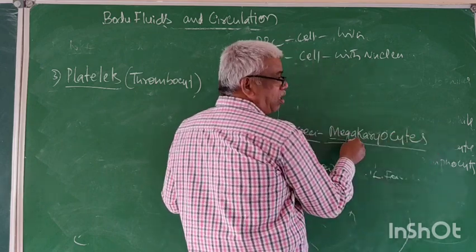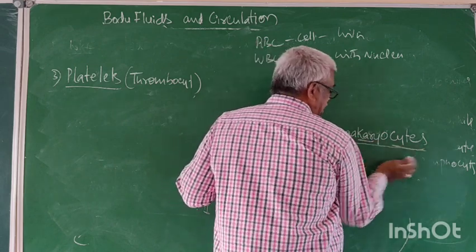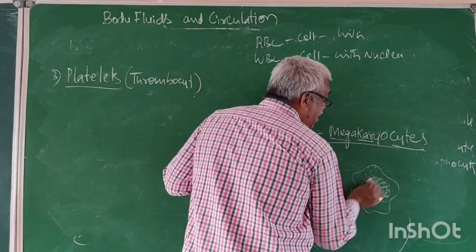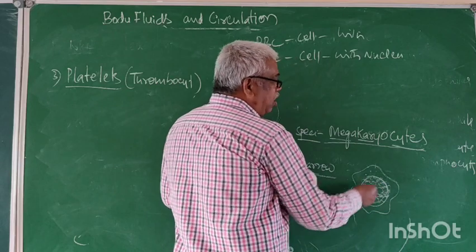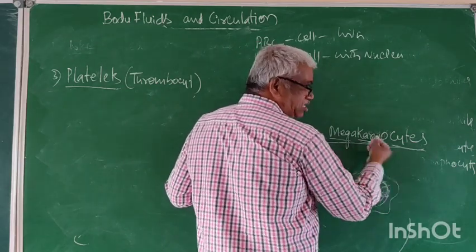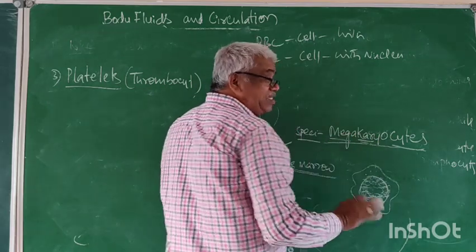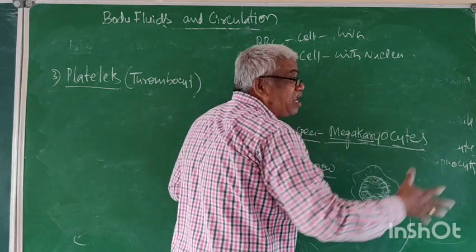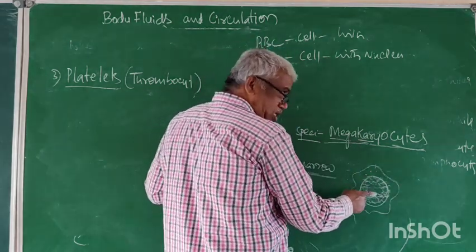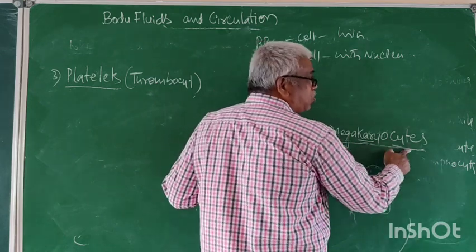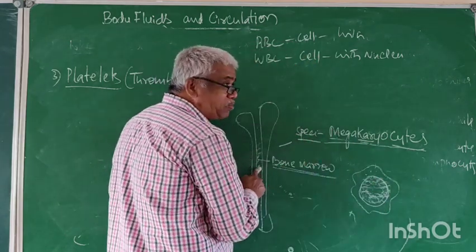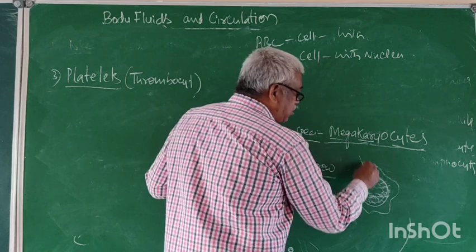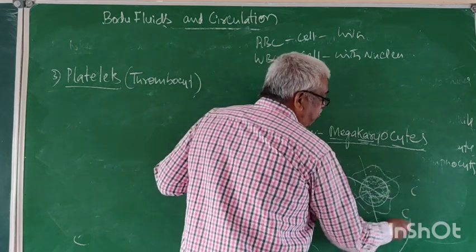Mega means large, karyo means nucleus, cyte means cell. These are Latin words. Megakaryocyte is a cell with a large nucleus. The cell is not large; the cell is normal, but its nucleus is large. Based on this, the name megakaryocytes is given. Where is this megakaryocyte present? In the bone marrow. This megakaryocyte undergoes breakdown and forms some fragments.